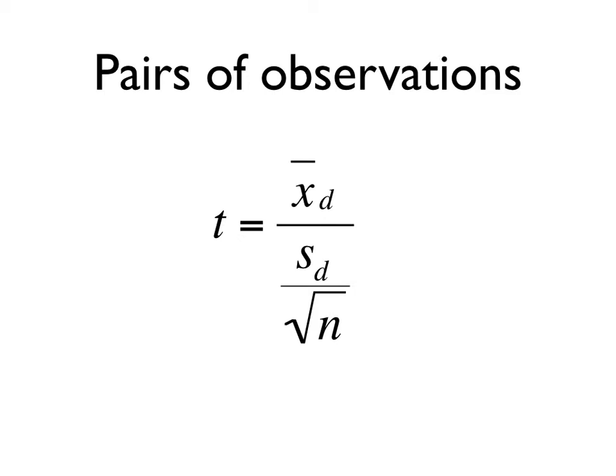With pairs of observations, if the blood pressure medication has no effect, what should happen between before and after times? There should be no difference. So what we're doing there is we're looking at difference scores. Before minus after, or after minus before. It doesn't matter how we do it.